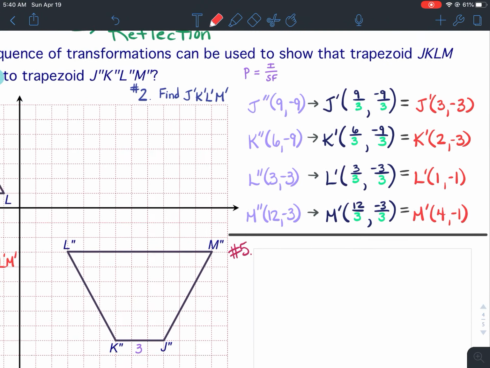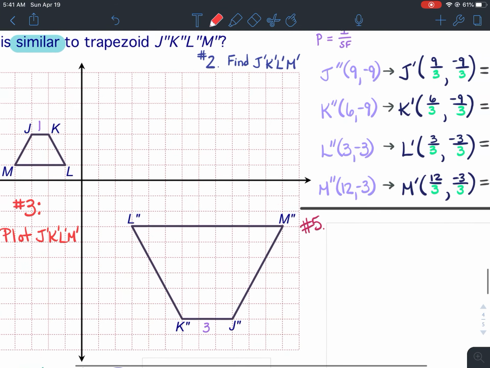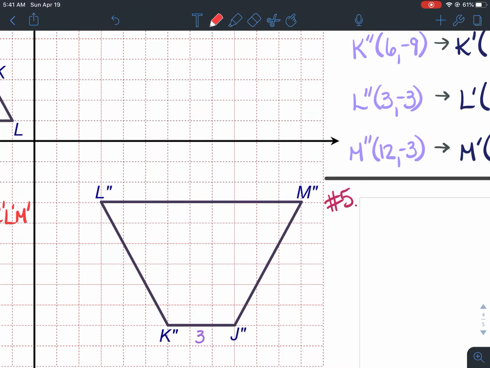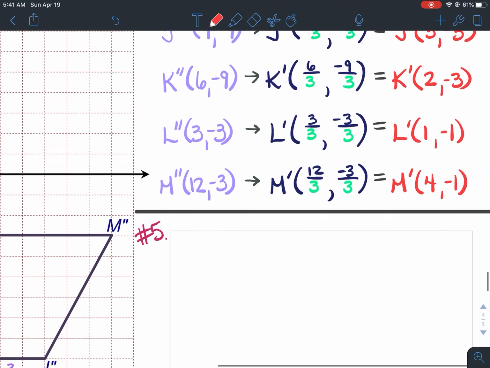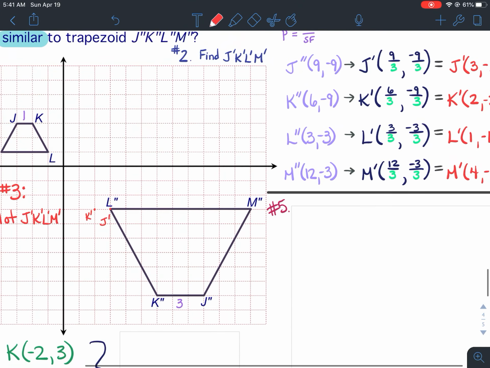Okay, step 3. Step 3 is to take those coordinates, plot them on the coordinate plane, connect them, and label the figure. All right, so J prime is at 3, negative 3. Well, 3, negative 3 will share the point with L prime. So I'm going to put J prime down here. Then K prime is at 2, negative 3. So this would be K prime. L prime is at 1, negative 1. And M prime is at 4, negative 1.